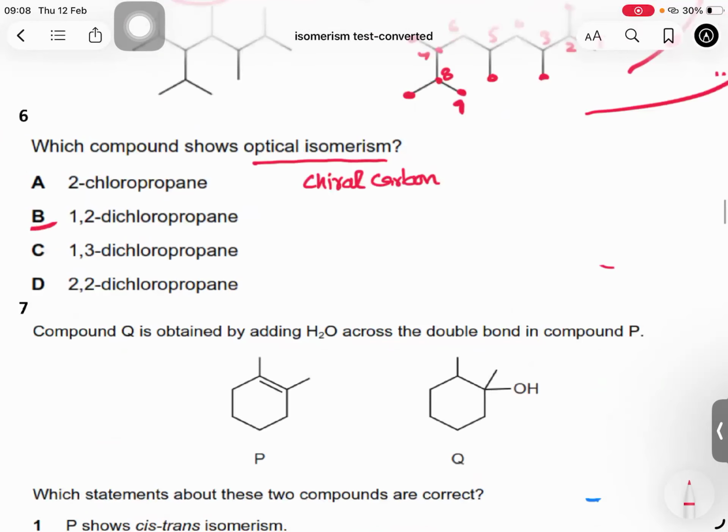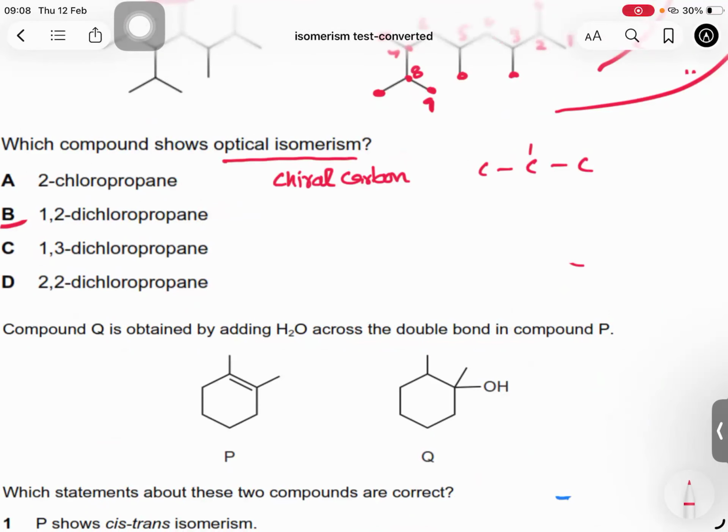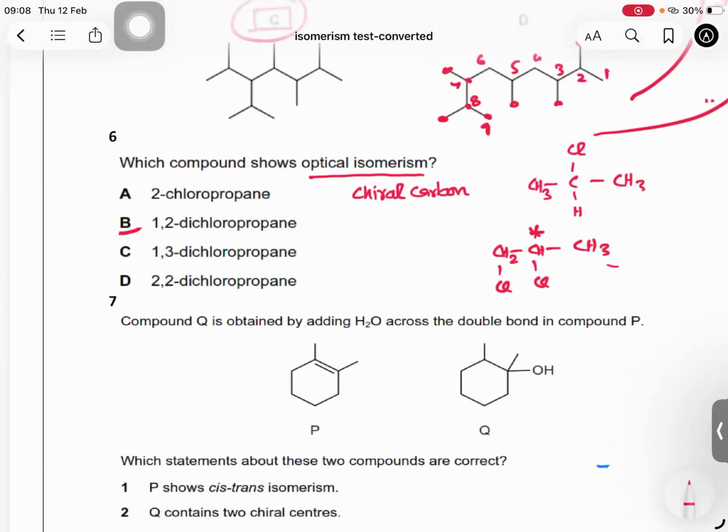2-chloropropane, I quickly draw it. So 2-chloropropane. So I can see there are 2 CH3s on the side. So there is no chiral carbon? No. 1,2-dichloropropane. So 1 पे Cl, 2 पे Cl, and then I fill the hydrogens up. So I hope I have found the chiral carbon. Here is the chiral carbon, right? So when there is a chiral carbon, it can have the phenomenon of optical isomerism.